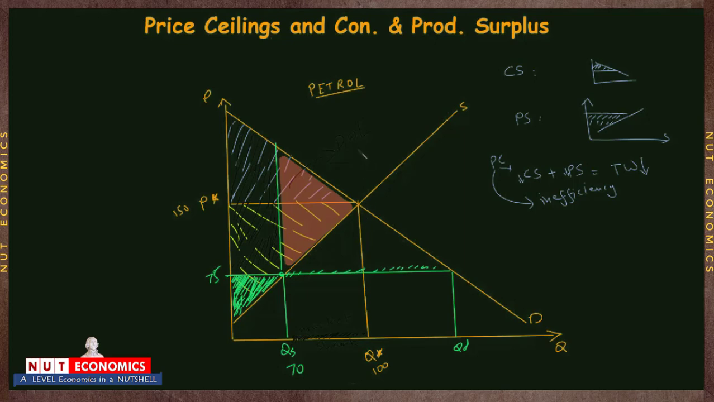And therefore economists would say that price ceilings create inefficiency. They cause a loss of consumer and producer surplus, which is just entirely lost to society. This is not going to the government. This is not going to any other economic agent. It's simply lost to the economy.